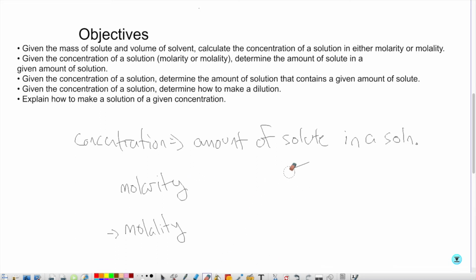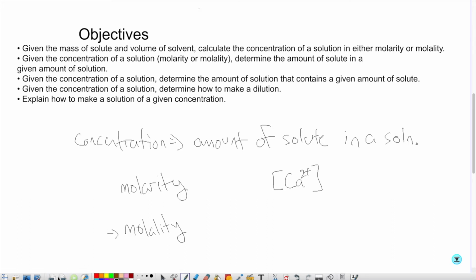Sometimes when we get to further chapters, you might see something like this. Calcium ion. You might see a calcium ion with brackets around it. And that's just another way of saying concentration. All right, so just keep all these things in mind as we go forward.